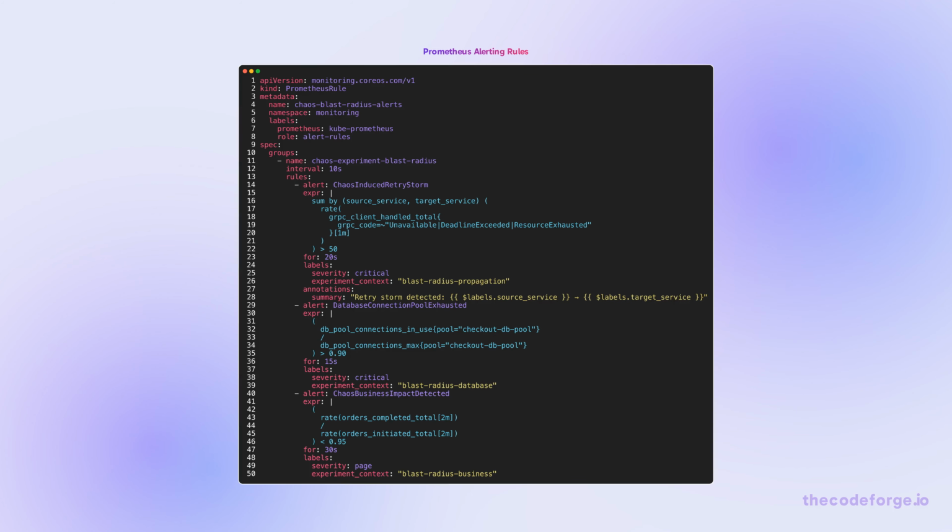These Prometheus alerting rules fire during a chaos experiment. They detect retry storms, database connection pool exhaustion, and business impact. Note the experiment context label. It's used to route alerts to the watchdog service.